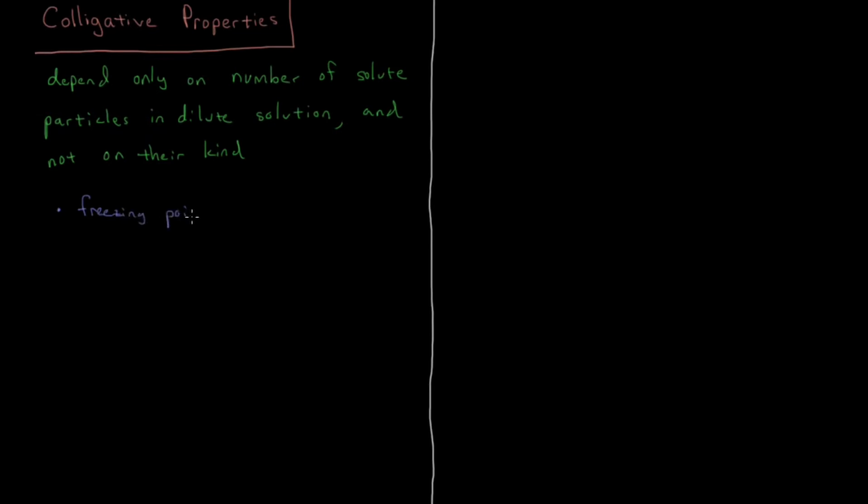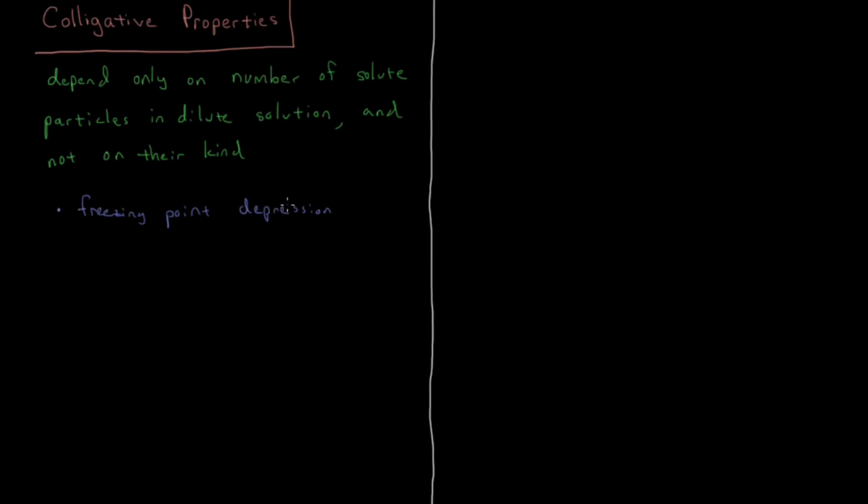Freezing point depression. If you take a liquid and add in some solute in a very dilute concentration, the freezing point of that liquid will decrease. It will go down. And the more solute particles you put in, assuming you're still under the limits of a dilute solution, the lower that freezing point gets. And it doesn't matter what kind of particles these are. These could be glucose, sucrose, fructose, could be something that's not a sugar at all, could be any kind of thing as long as it's the same number of particles.